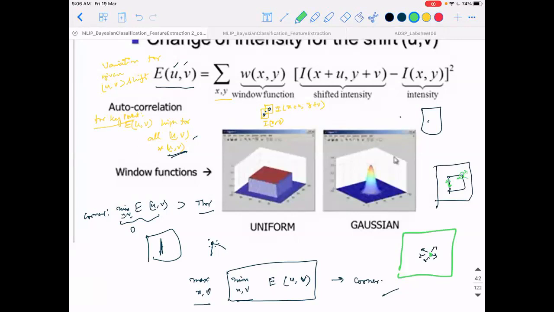Okay, so to quantify it, what I will look at is the minimum of the change across all u and v. I keep changing for all u and v. This u and v may be 1, 1. This u and v may be 1, 0. Okay, these are all the values of u and v, or the shift values. In general it is u and v.